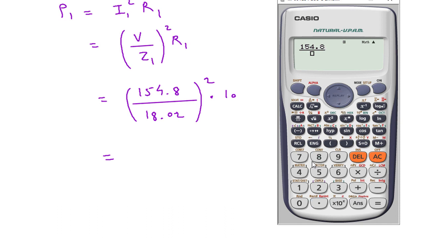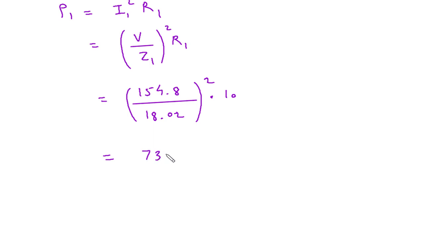So it will be 154.8 divided by 18.02, in bracket, square, multiplied by 10. So it is 737.95. 737.95 is the value of P1 and its unit will be watt.